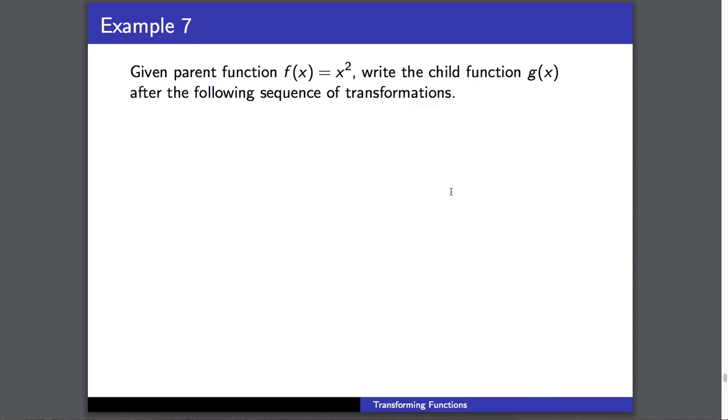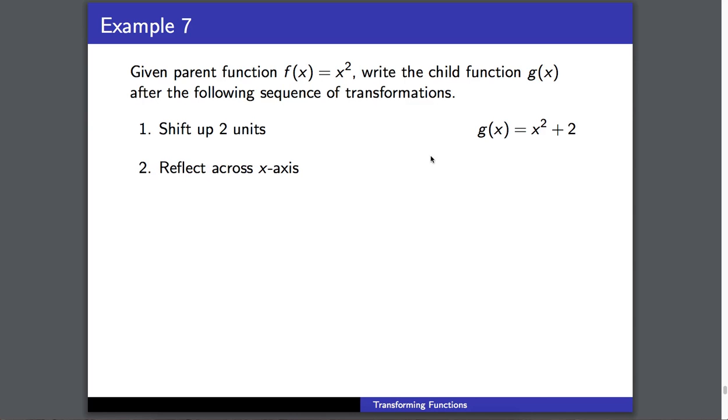All right, so example 7, given the parent function f of x is equal to x squared, write the child function g of x after the following sequence of transformations. So let's start by shifting our graph up 2 units. Shifting our graph up 2 units means we're just going to add 2 to our function, and that gives us x squared plus 2.